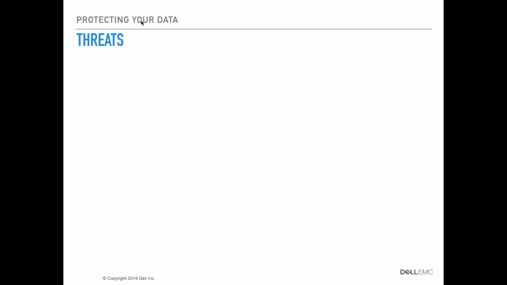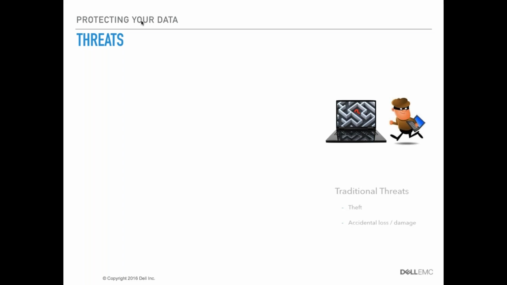So looking at some of the threats that are prevalent today, we're looking at some of the traditional threats. So what we're talking about here is theft and accidental loss. Although people don't think about them today, they still really are a major part of talking about protecting your data.